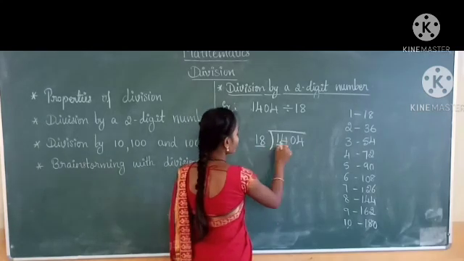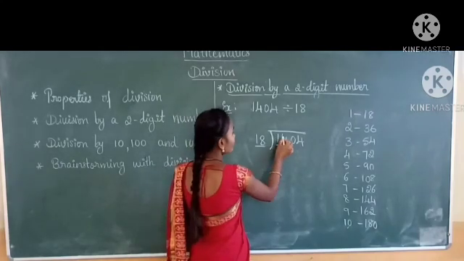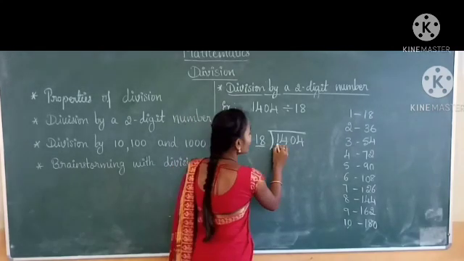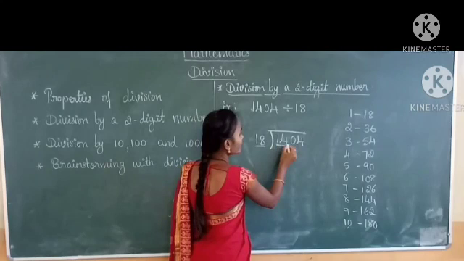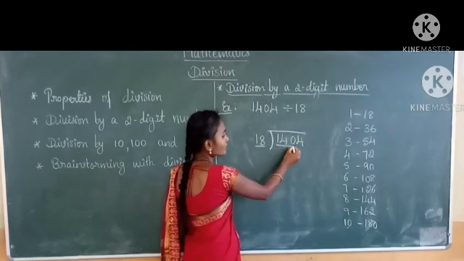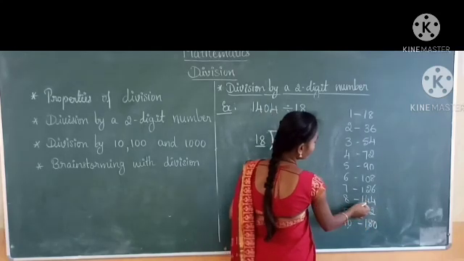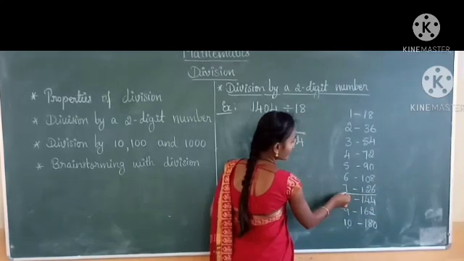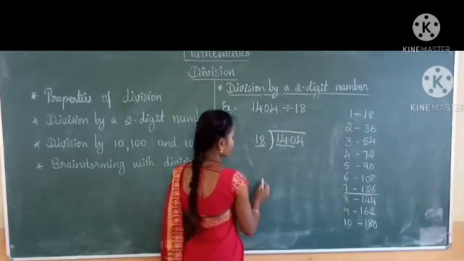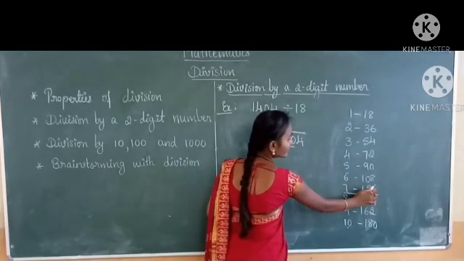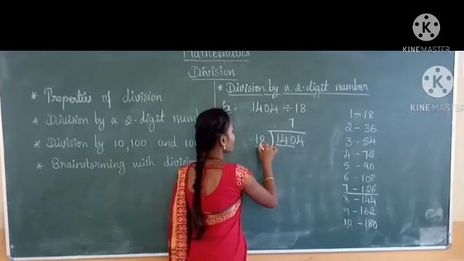That is 14. Here 14 is less than 18. We cannot divide 14 by 18. Therefore, take another digit, that is 140. Take three digits. It is 140. We need 140. Is there any 140 here? No, 140 is not there, but less than that 126 is there. So take this 126, that is 18 sevens are 126. You have to write this 7 in the quotient place. 18 sevens are 126.